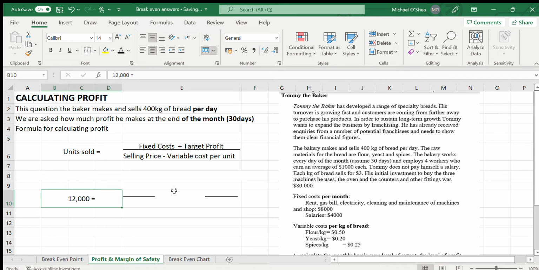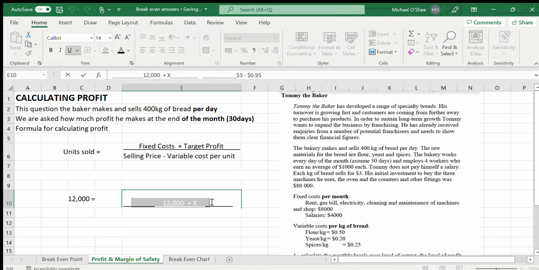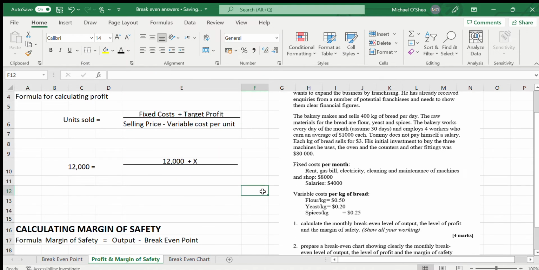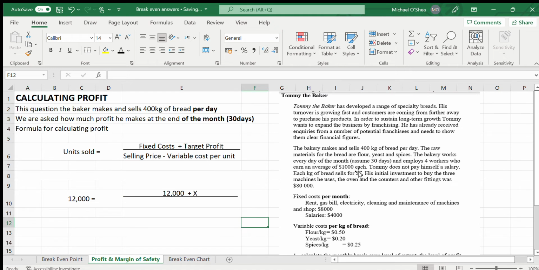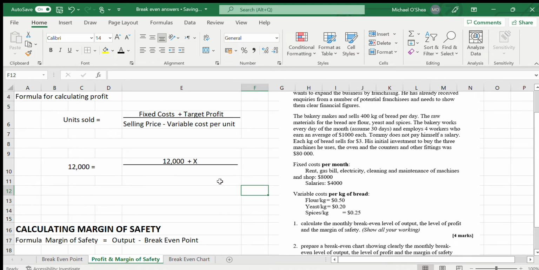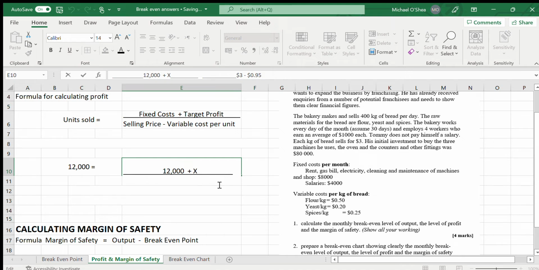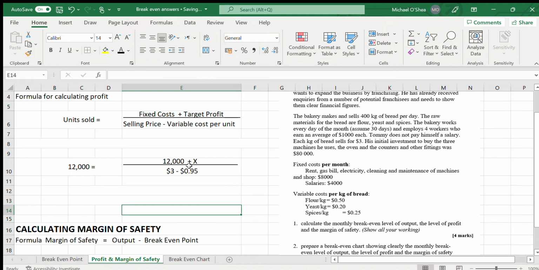Fixed cost, exactly the same. The fixed cost stayed the same per month. The fixed cost is 12,000, and we do not know the target profit, so we're going to call it X. Just like you would in maths, you call that X because you don't know it, and therefore it's going to be the only thing we don't know, and we'll be able to figure it out at the end. Selling price stays the same at $3. Variable cost stays the same at 95 cents, and so if I look at this here, I'll just put in the figures. 12,000 plus X divided by $3 minus 95 cents, and we know that we've sold 12,000 units.